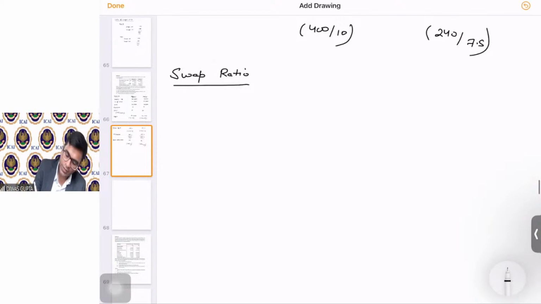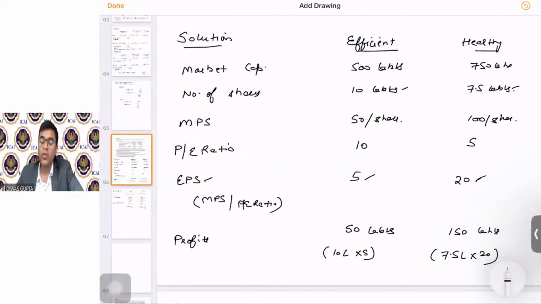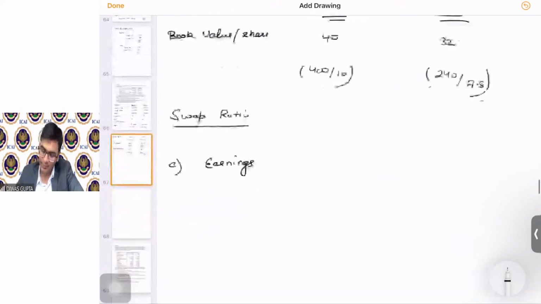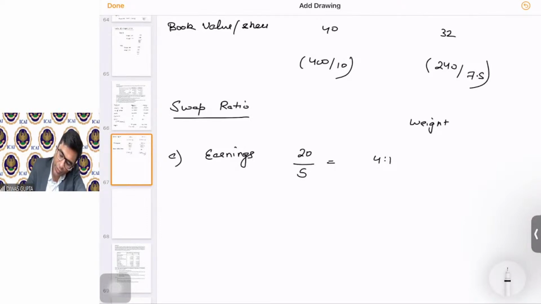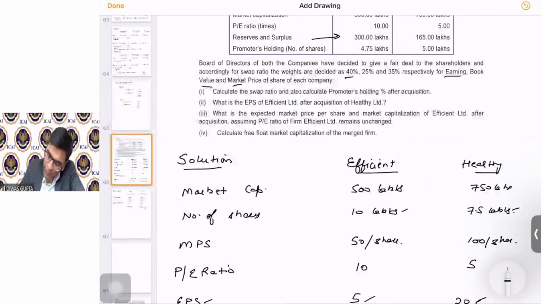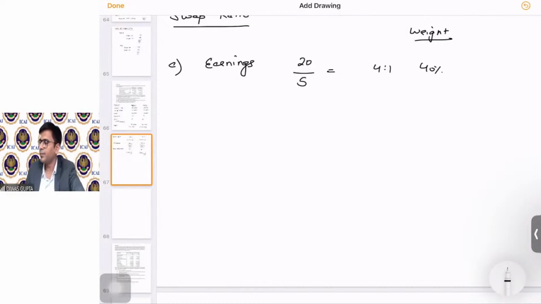So for the swap ratio, let's first of all calculate on the basis of earnings. Basis the earnings, we have EPS of 20 and 5. 20 is for the target company and 5 is for the acquiring company. So it becomes 20 divided by 5, which is 4:1. There is a weight attached to it. Earnings are at how much weight? 40 is for earnings, 25 is for book value, and 35 is for the market value. So 40%. The weighted ratio becomes 4:1 into 40%, so 4 into 40% gives 1.6 is to 1.